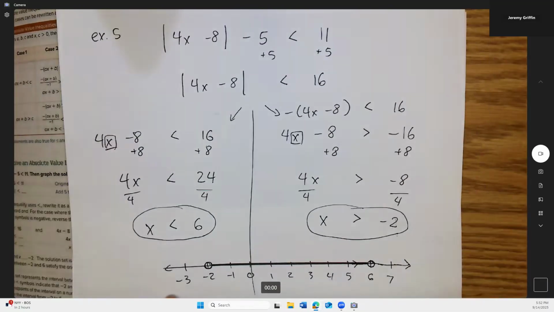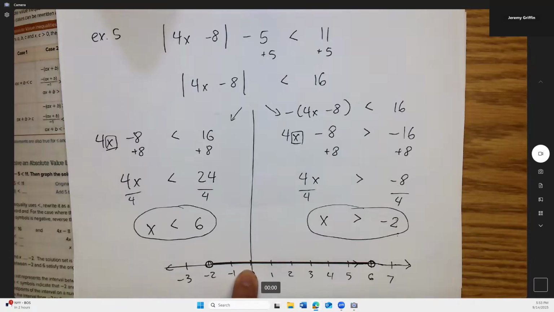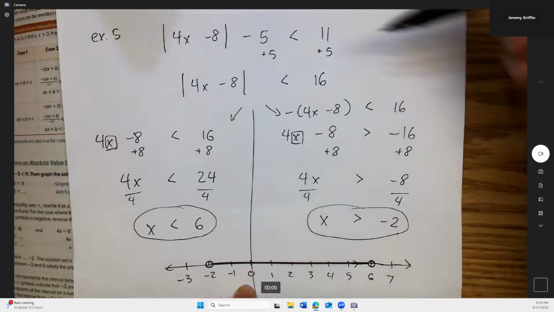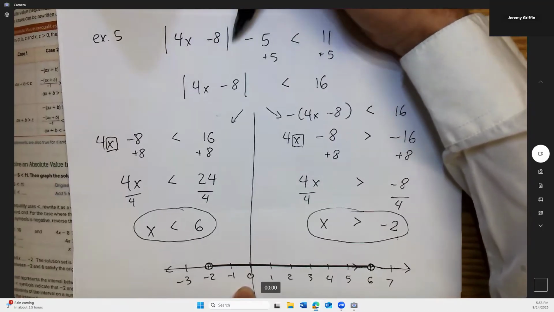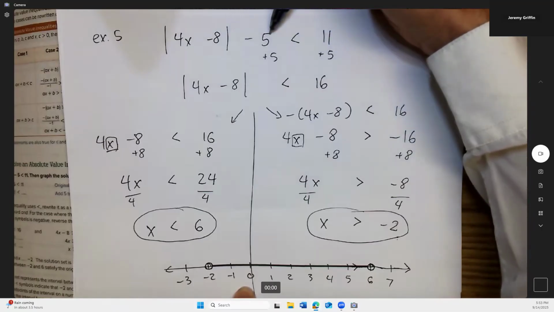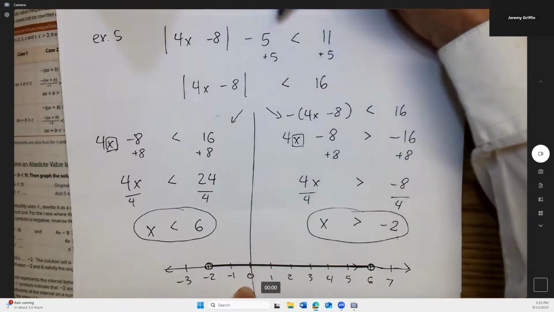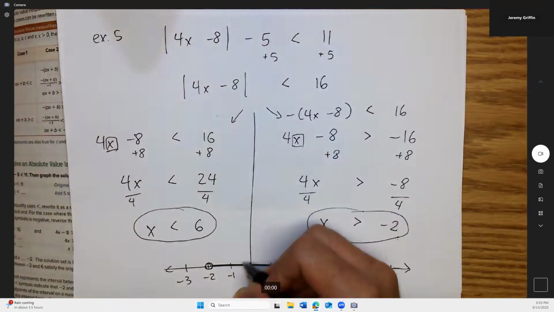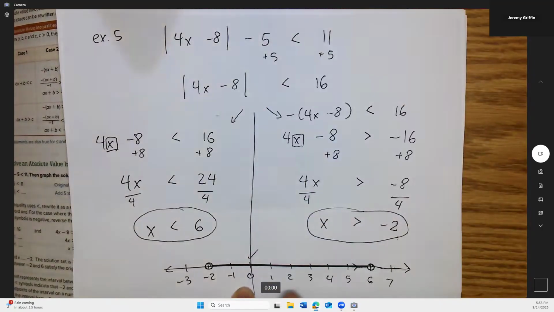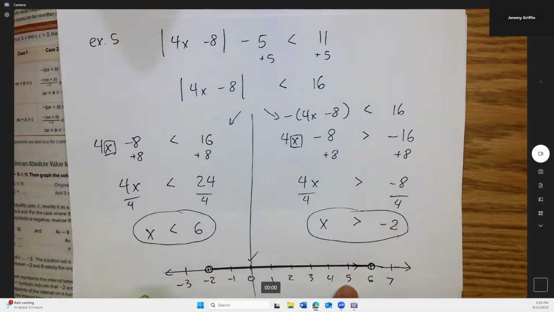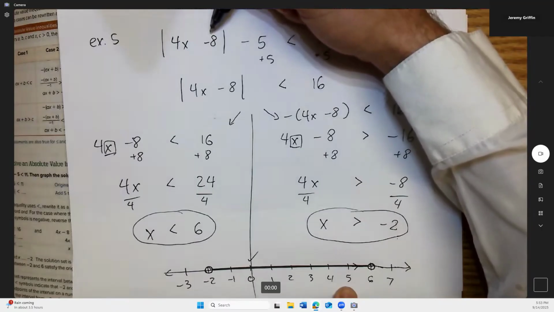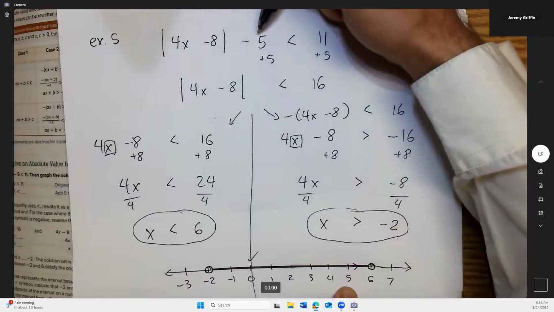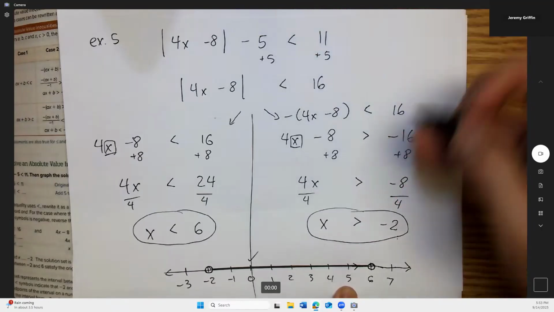So here, let's test some points. Let's test 0. 0 should be one of the solutions. If I plug in 0 up here, this comes out to -8, then the absolute value of -8 is 8. 8 minus 5 is 3. Is that less than 11? Yeah, that works. Let's check another one that should work. 5 should work. 5 times 4 is 20 minus 8 is 12. 12 minus 5 is 7. 7 is less than 11. Yeah, that works too.